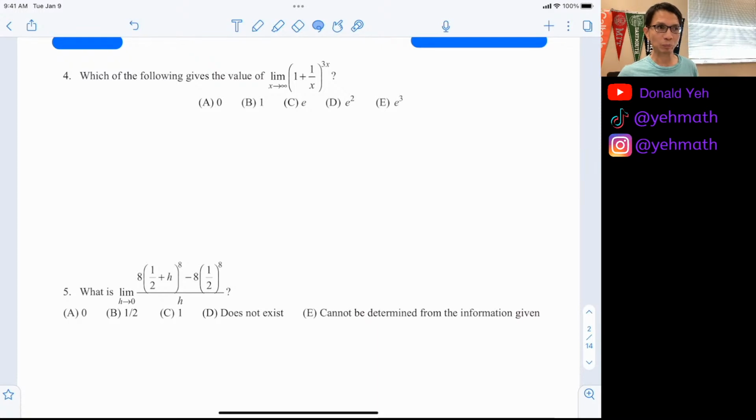The first thing you're gonna do is take the natural log of both sides. That's why you can bring the exponent down. Equal to 3x ln of 1x.